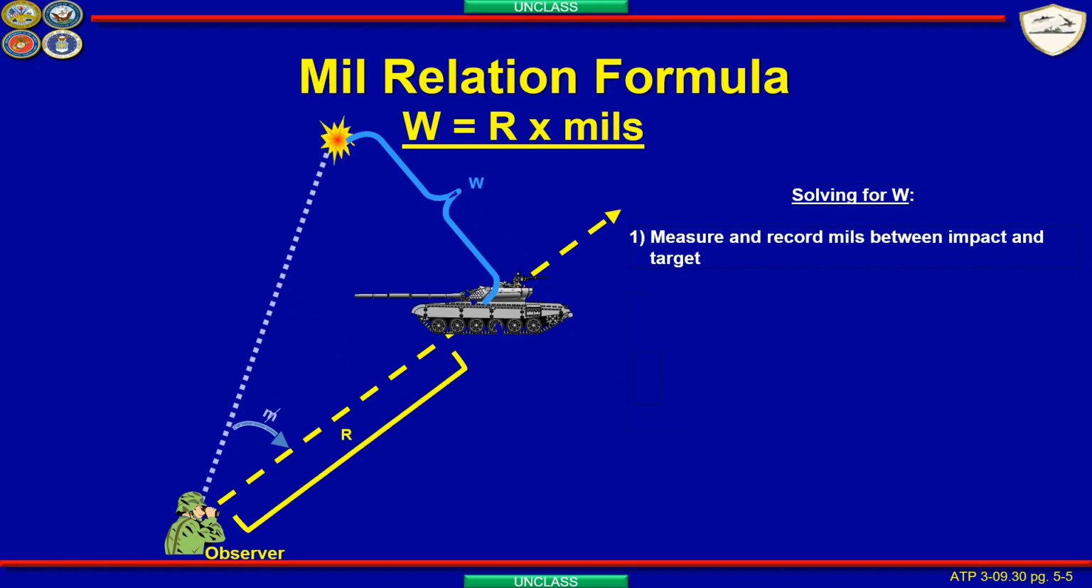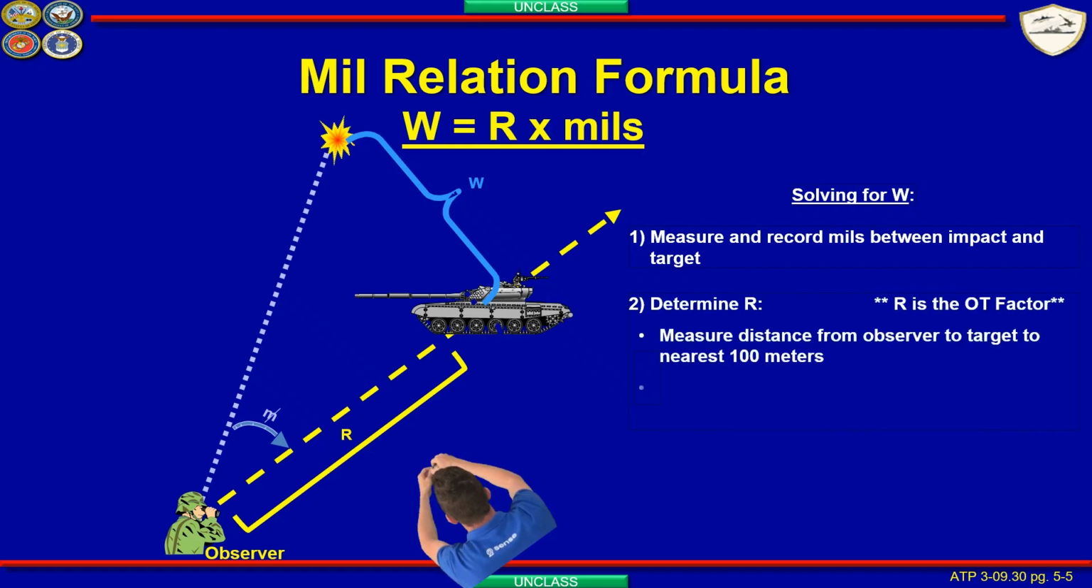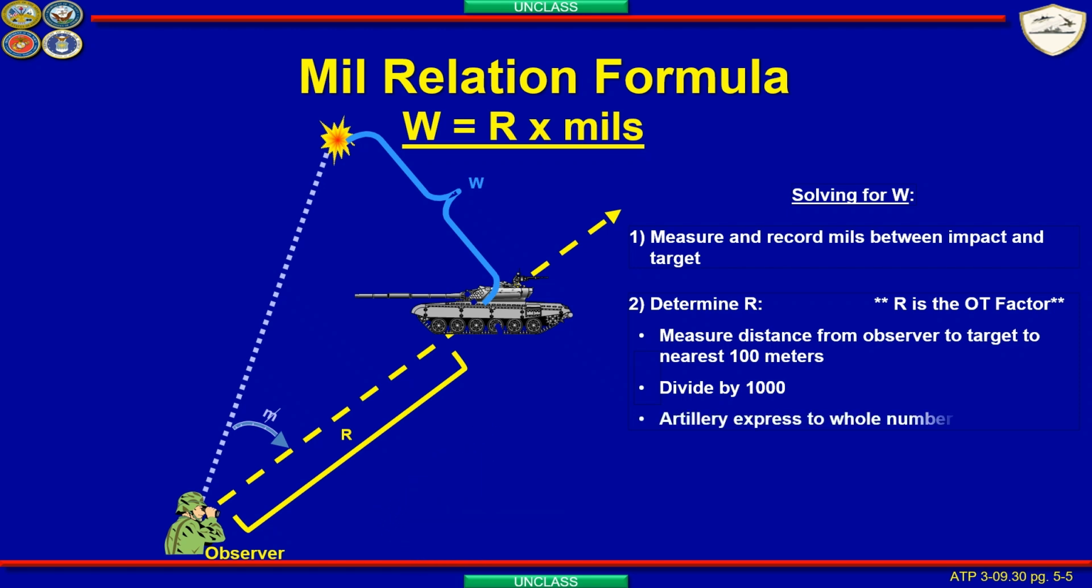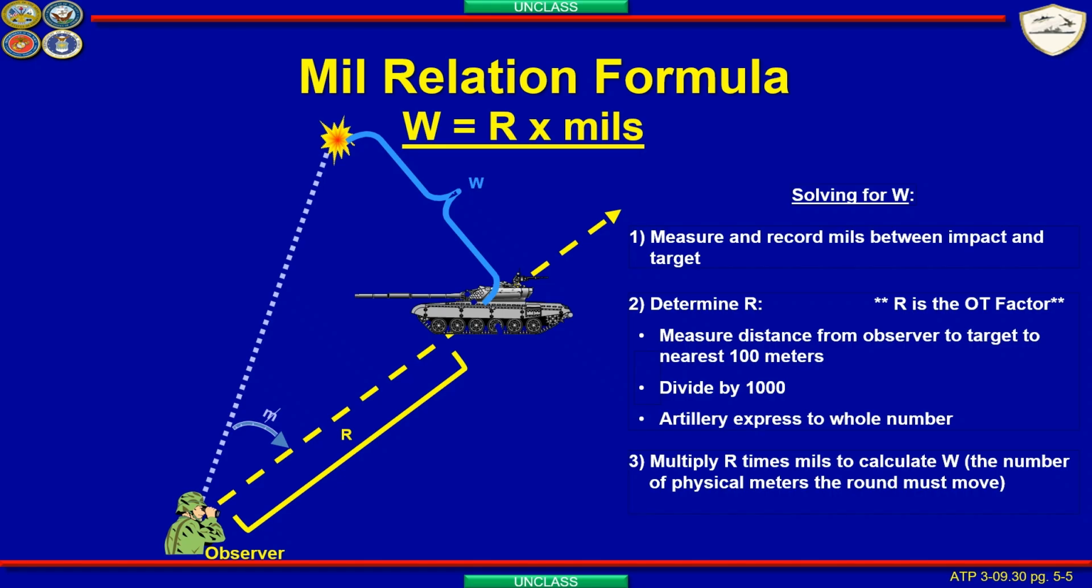Next, they must calculate R, the OT factor, by measuring the distance to the target to the nearest 100 meters and dividing it by 1,000. That number is expressed to the nearest whole number. Observers multiply R by the number of mils to calculate W, the number of physical meters the round must move. W is expressed to the nearest 10 meters. Let's watch as an observer uses this formula to engage a target.